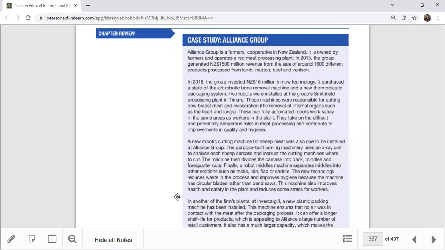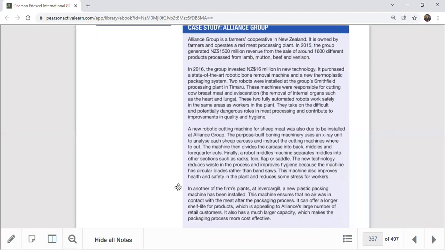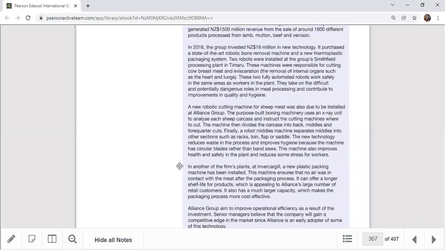These machines are responsible for cutting cow breast meat and evisceration, the removal of internal organs such as the heart and lungs. These 2 fully automated robots work safely in the same areas as workers in the plant. They take on the difficult and potentially dangerous roles in meat processing and contribute to improvements in quality and hygiene. A new robotic cutting machine for sheep meat was also due to be installed at Alliance Group.